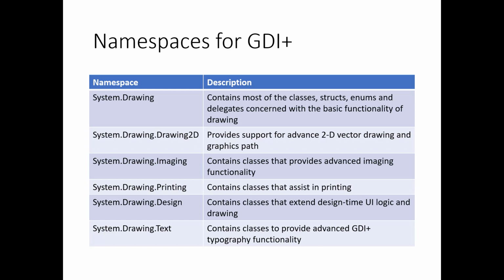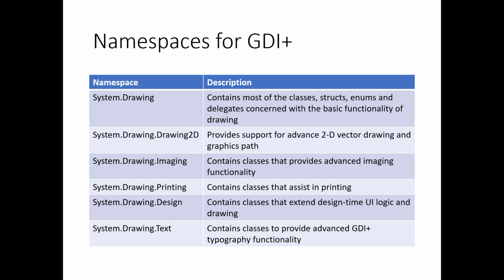Now we'll see the namespaces available for GDI plus in the .NET framework. First is System.Drawing. It contains most of the classes with the basic functionality of drawing. Second is System.Drawing.Drawing2D. It provides support for 2D vector drawing and graphics path. Third is System.Drawing.Imaging. It contains classes that provide advanced imaging functionality. Fourth is System.Drawing.Printing. It contains classes that assist in printing.